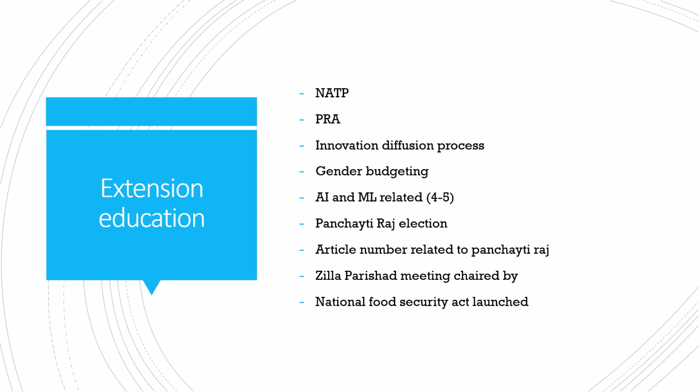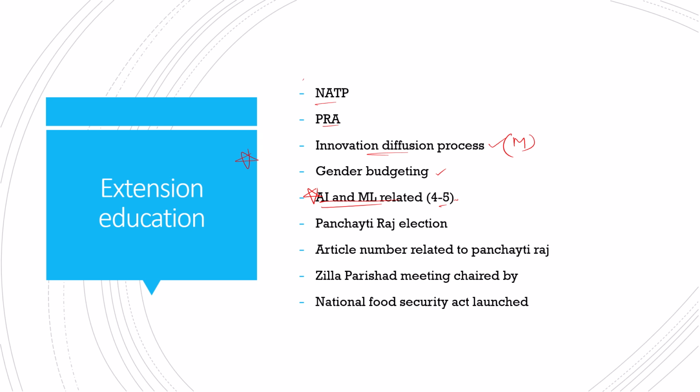Now extension education. This time a lot of important questions came from extension, like NATP. A question came about PRA, then the innovation diffusion process. This was one of the moderate level questions, where the elements were given and you had to identify which process it belongs to. Then there was an easy question related to gender budgeting and AIML. This is also a trending topic; 4 to 5 questions were asked regarding this.